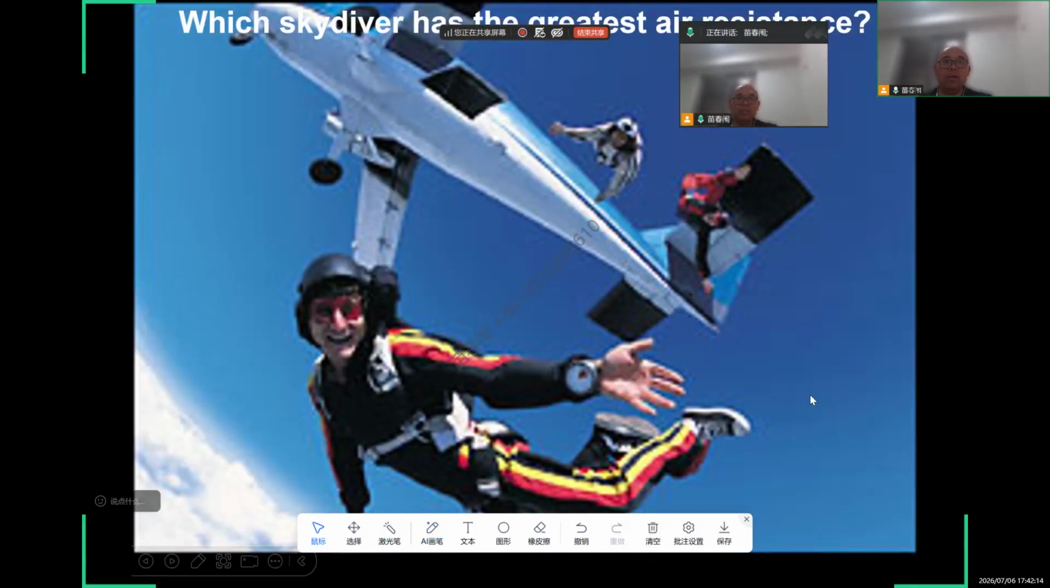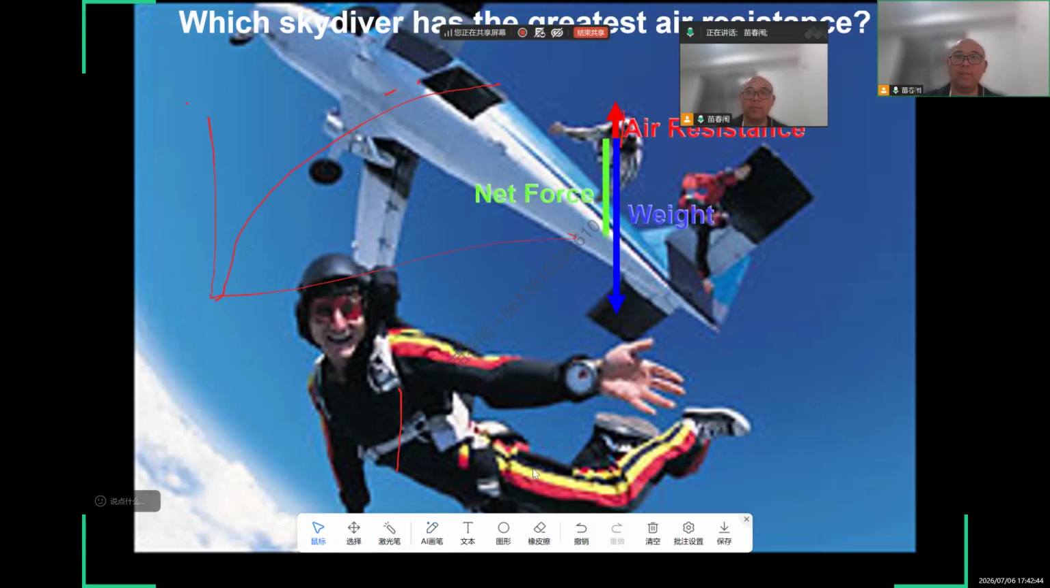So let's see, who has the greater resistance? We say this guy definitely has greater velocity because he is down a little bit more, right? So since the velocity is more like this, there's going to be more resistance in here, right? So there will be less resistance in here. So that's why you see the red is a little small here, and here the red is a little bit big, right? Because you have more velocity.